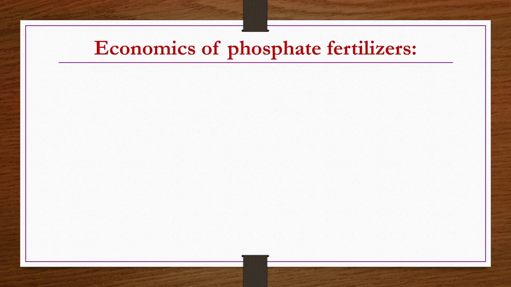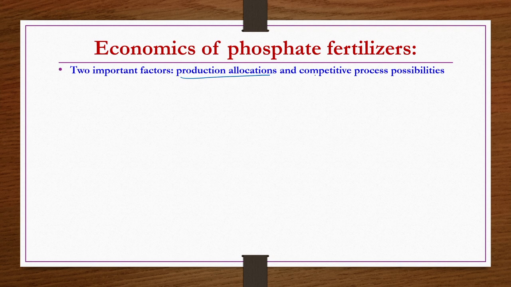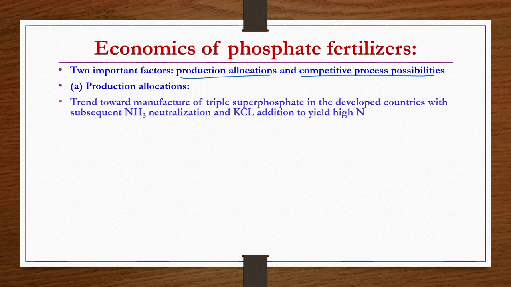Economics of phosphate fertilizers. Two important factors we have to see are production allocations and competitive process possibilities. Under production allocations, the trends are towards manufacture of triple superphosphates in the developed countries, with subsequent ammonia neutralization and KCl additions to yield high nitrogen fertilizers.